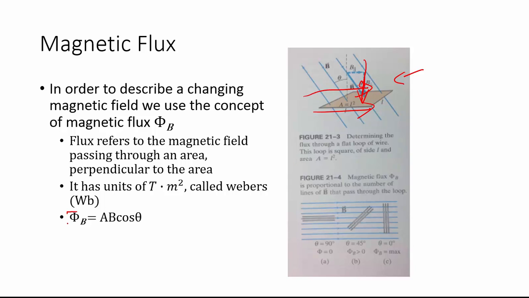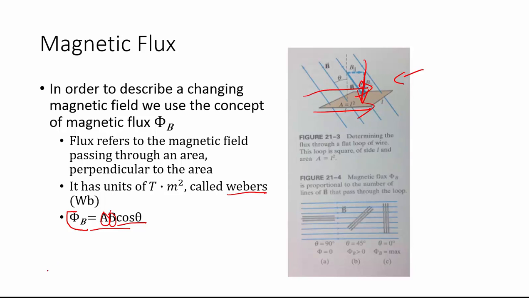So the magnetic flux is given the symbol phi sub B, and it's equal to the area times the magnetic field times the cosine of the angle between them. And it has its units. The units are Webers. A Weber is a Tesla meter squared.